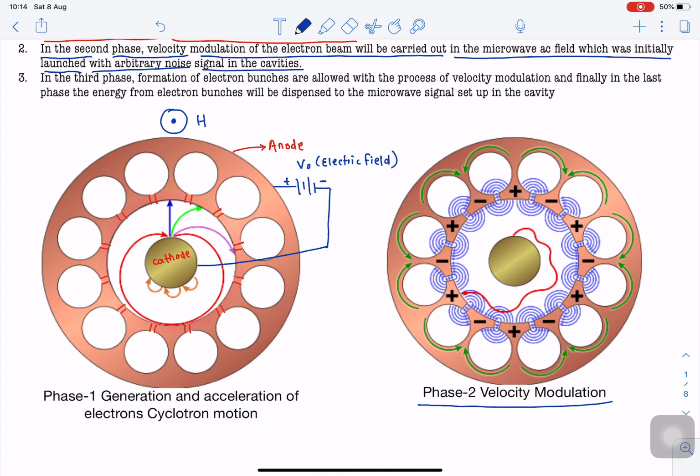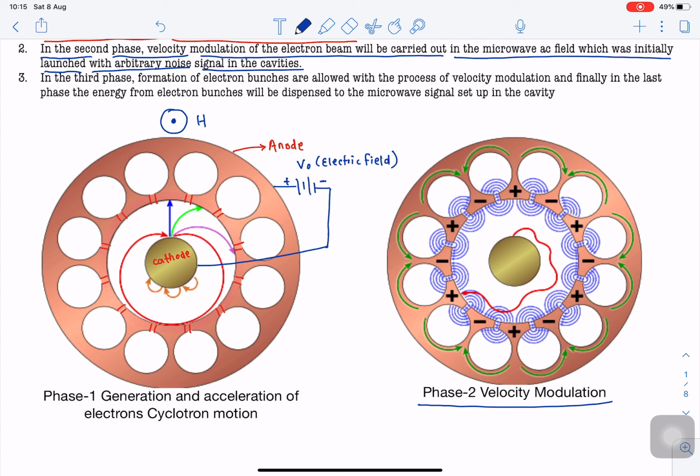Okay, so velocity modulation means the electrons are continuously released by the cathode, and these electrons interact with the noise signal. When the noise signal is maximum positive, the electrons get accelerated, and when the noise signal is minimum, the electrons get decelerated. So velocity modulation is going to start in the space formed between anode and cathode, and this scenario looks as shown in figure number 2.